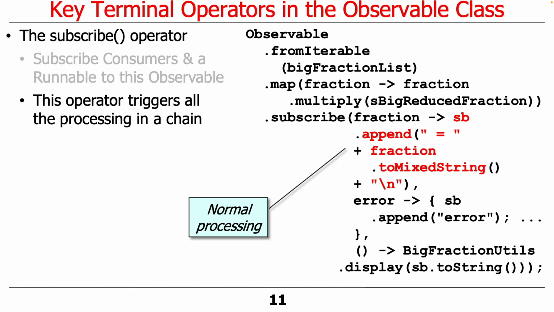That's normal processing. If something goes wrong, we do error processing, which is going to append error and then display the results, which we left off because it would overflow the screen with the slide formatting. And then the final runnable that we provide here will be called back to handle completion. So when things are done, this particular runnable lambda will be called back, which will display the results in a string format.